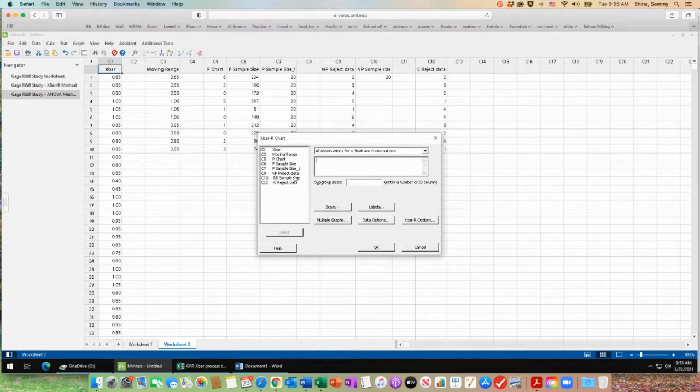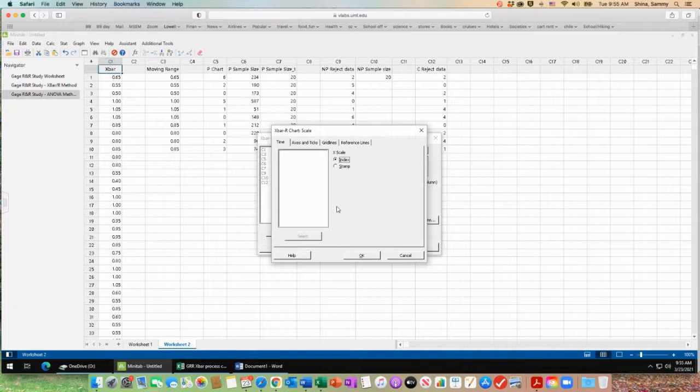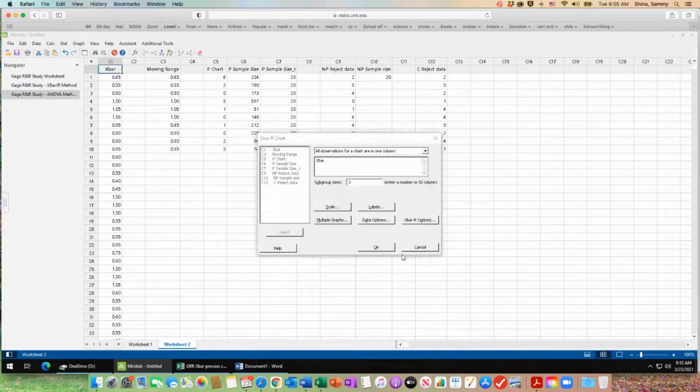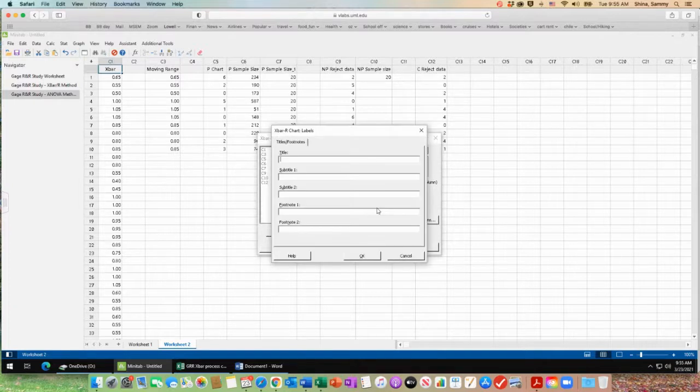We put the cursor here, and we want X bar. I'll double click on it. It shows up. That's what we're going to do. The subgroup size is 3 because this data is organized as 60 data points of 20 samples. Each sample is 3. We'll look at the scale. We'll just let the system do the scale by itself. We'll look at the labels.